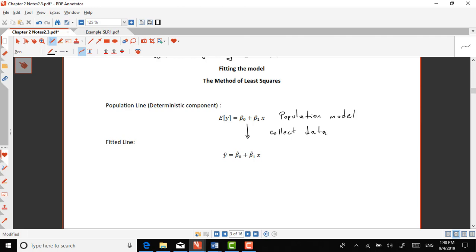And we're going to be able to obtain what we call the fitted line, or the sample regression line. So this is the sample model. Do you remember in chapter 1 when we were talking about population values and sample values? Here is the same thing. Before we had a population mean and a sample mean. Well, here we have a population model, a population line, and now we have this sample line. So it's the same thing.